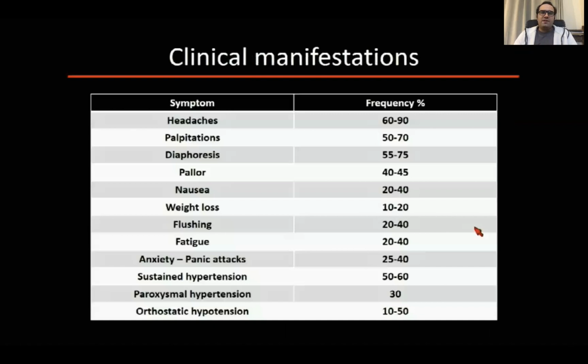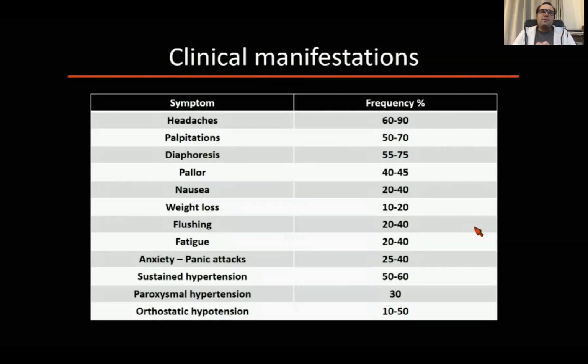The clinical manifestations. The pheochromocytoma patient or paraganglioma patient may have multiple symptoms and they may occur episodically. Usually the patients have headache, palpitations, sweating. Headache is in around 60 to 90% of the patients, palpitation in around 50 to 70%, and diaphoresis in 55 to 75%. They may have all other symptoms as well, but anxiety and panic is very important.